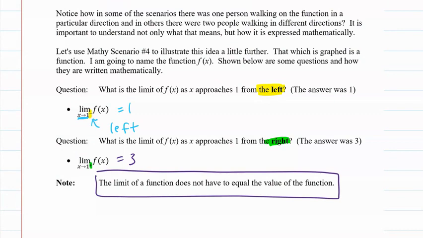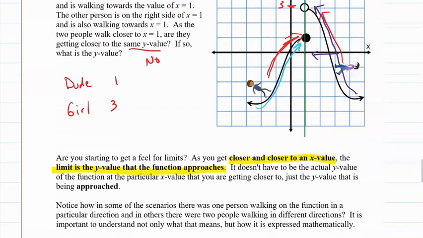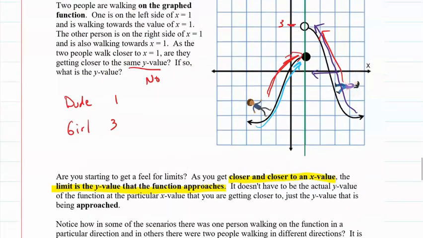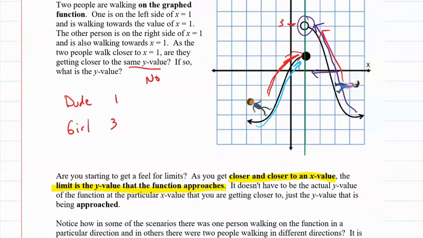So notice that the limit of a function does not have to equal the value of the function. Because if you look at the girl, there is no value at 1. So when she gets there, there's no value. But she's getting closer to 3, even though there's no value for the function coming from the right side at 3.